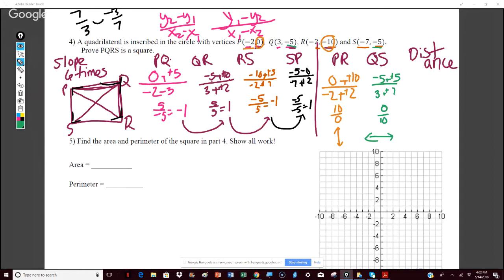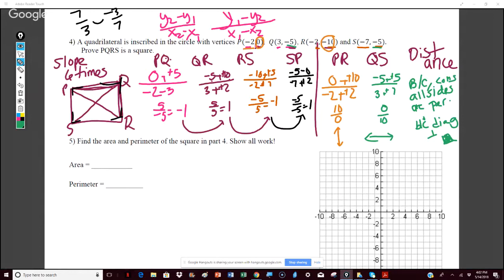Okay. And you could write something like, because all consecutive sides are perpendicular, and because the diagonals are perpendicular, then it's a square. Why did I draw a rectangle? I don't know. There's a square.